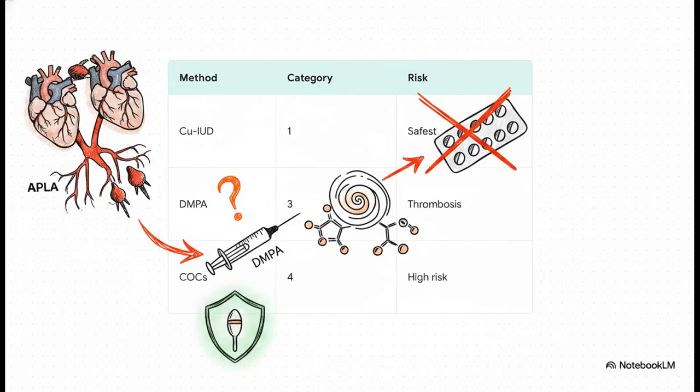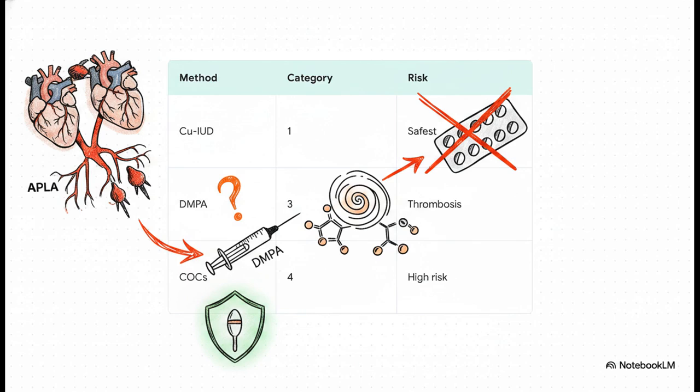Now, what's really interesting here is the breakdown of the cardiovascular risks associated with lupus and APLA. Women with this exact profile are at an extreme risk for arterial and venous thrombosis. Because of that, combined oral contraceptives are highly thrombogenic and land strictly in Category 4, no-go.